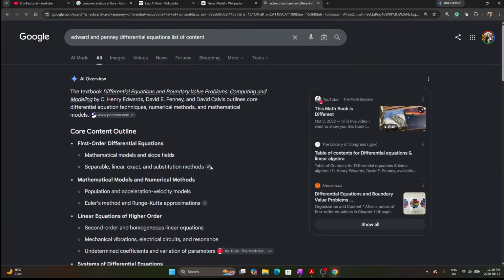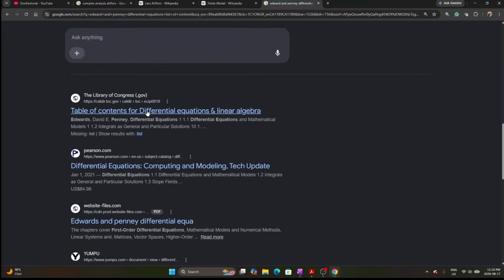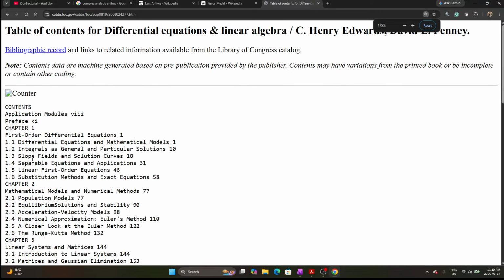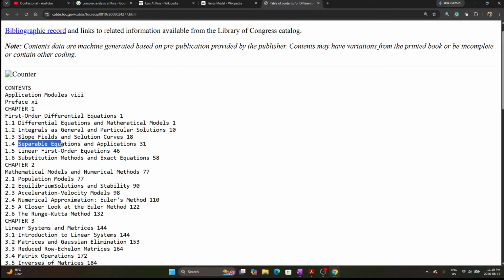Edward and Penny. Yes, this is AI, but I want to see the actual thing here. There you go: first order differential equations. So you need to know how to do separation of variables, basically. And the other important one is the linear first order differential equation.